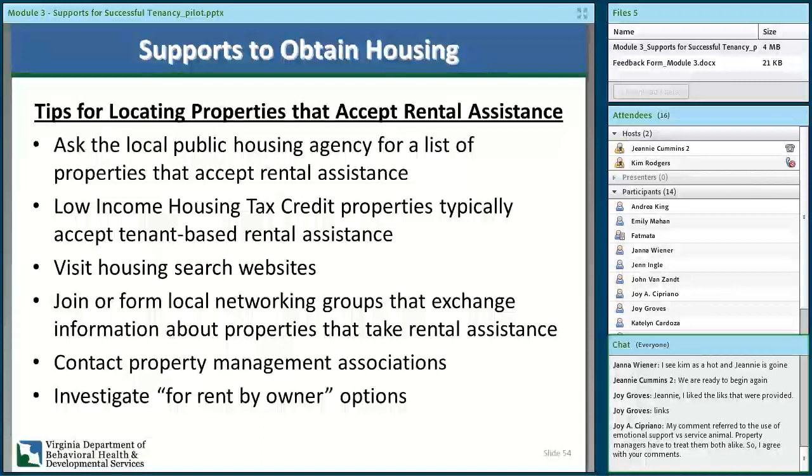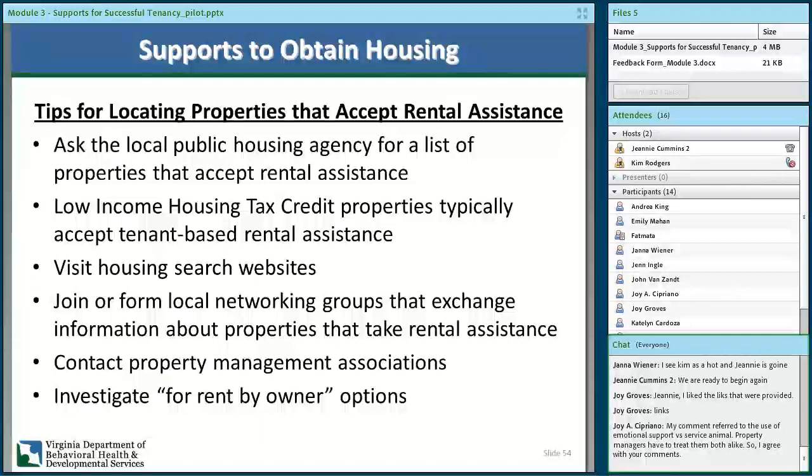If you're looking for properties that accept rent assistance and have immediate openings, there are several websites that you can visit that have housing search tools. See that FAQ for Module 3 for a list of these websites. Housing guides consider joining or forming local networking groups that exchange information about properties that accept rent assistance. These groups include networks of community housing guides, housing locators, or other housing service providers. The local homeless continuum of care may have such groups.